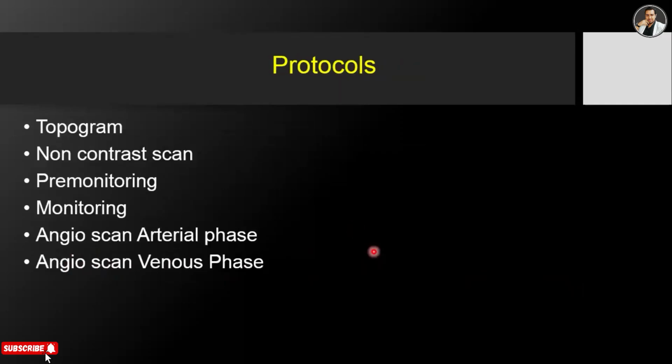What are the protocols? The protocols are the same in all angiograms. First, we will take a topogram. Then we will take a non-contrast scan of the entire hand. Then we will set the pre-monitoring slice. Then we will set the monitoring, i.e. ROI. Then we will do an angio scan. Then two scans will be done, arterial phase and venous phase. We will do the angiogram in this protocol.